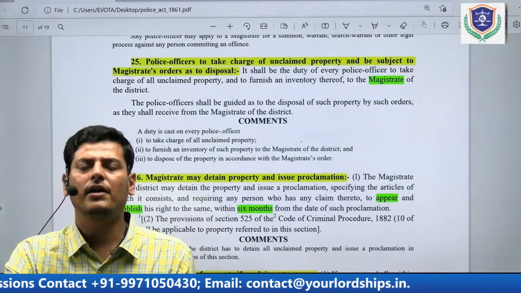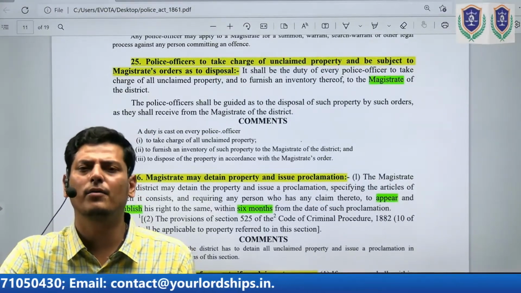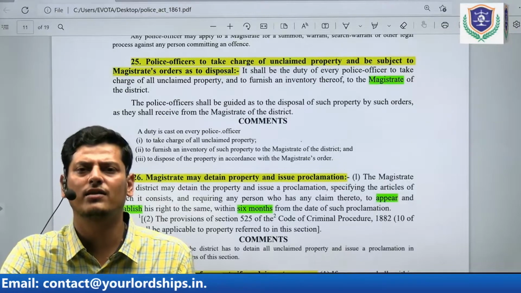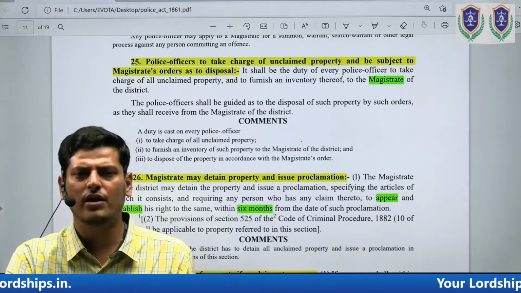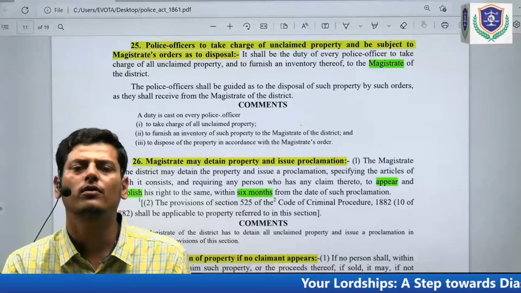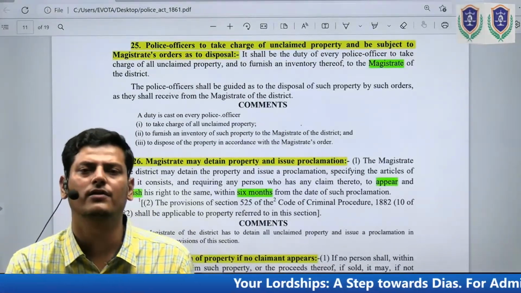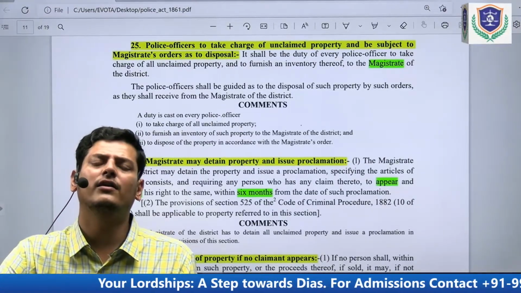And when he has taken charge of any unclaimed property, कोई ऐसी property थी जिसका कोई claimant नहीं है, किसी के possession में नहीं है, पुलिस ऑफिसर उसका चार्ज ले लेगा और फिर ऐसा नहीं कि लेके अपने घर चला जाएगा, उसकी एक इन्वेंट्री बनाएगा. He will furnish an inventory thereof to whom? To the magistrate of that district. And then magistrate may proceed further.